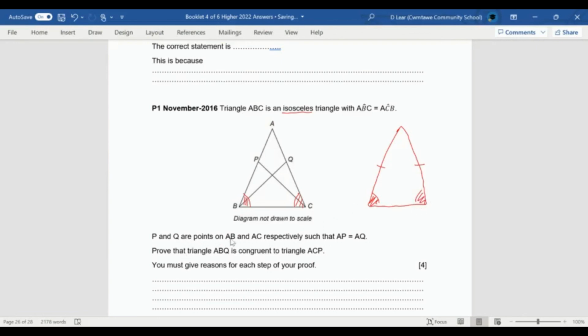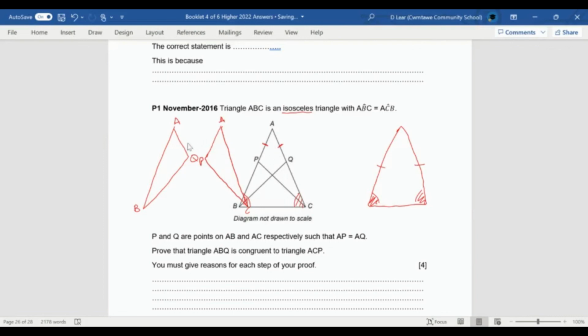P and Q are points on AB and AC respectively, such that AP, A to P, which is this bit here, just that little bit there, is equal to AQ. Prove the triangle ABQ, which I am going to try and draw, is congruent to triangle ACP. My apologies, oh dear me. Prove that they are congruent.